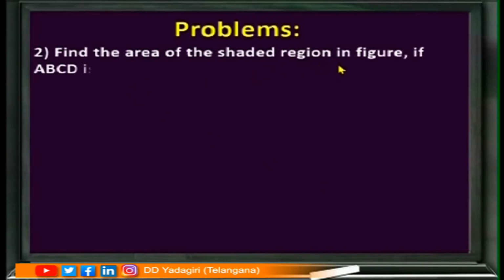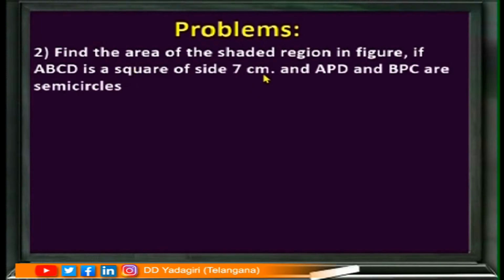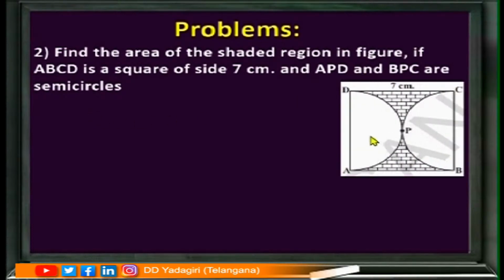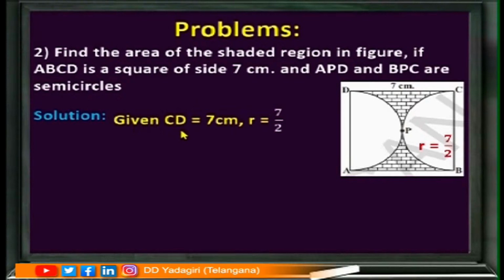Find the area of shaded region in the figure if ABCD is a square of side 7 centimeter and APD, BPC are semicircles. Now, let us solve this. Given CD is equal to 7 centimeter, which is the length of the side of the square. R is equal to 7 by 2. Why did we get R as 7 by 2? Because this is the diameter, diameter is 7, so radius will be half of the diameter, which is R equal to 7 by 2.